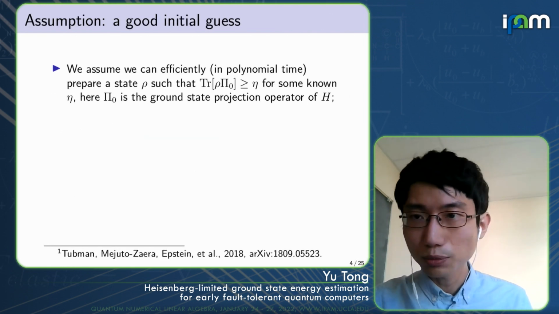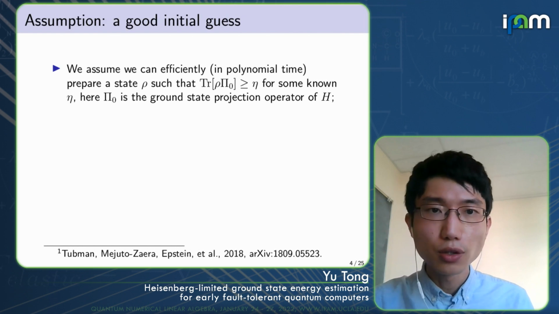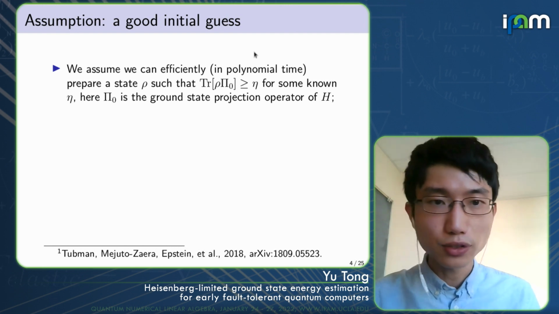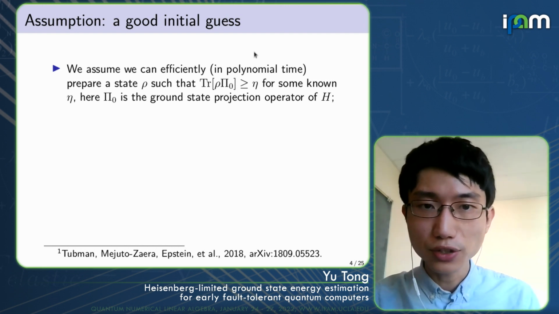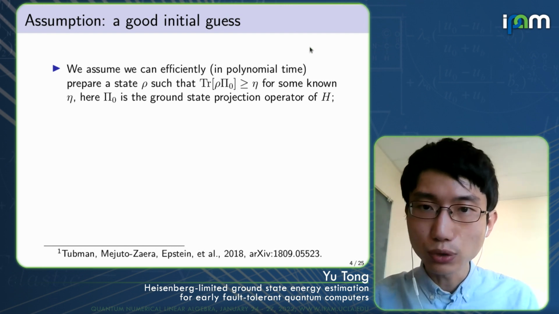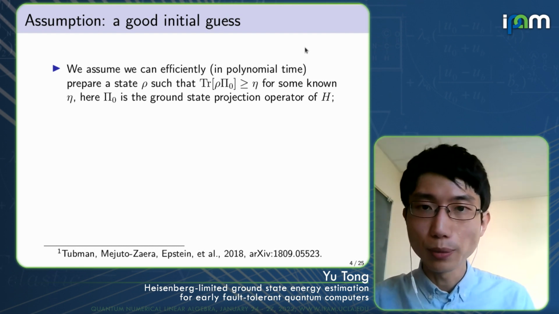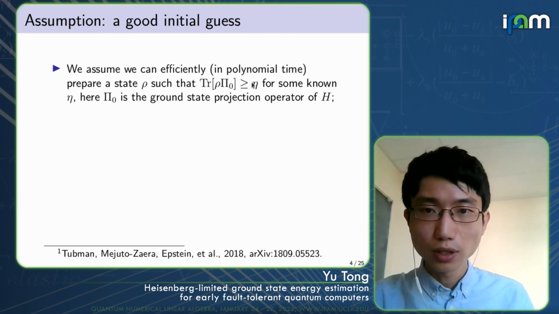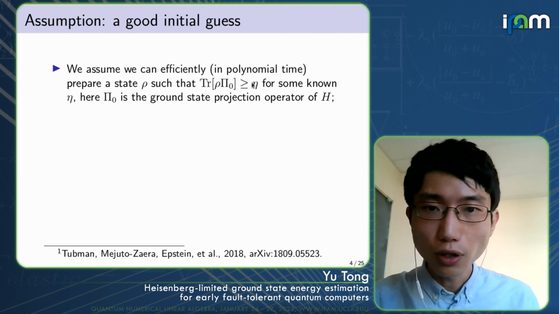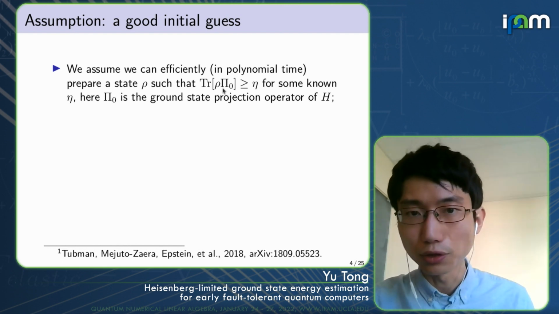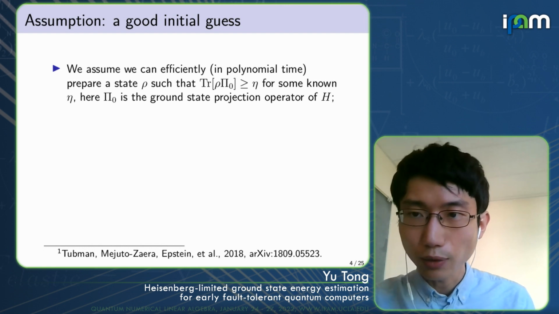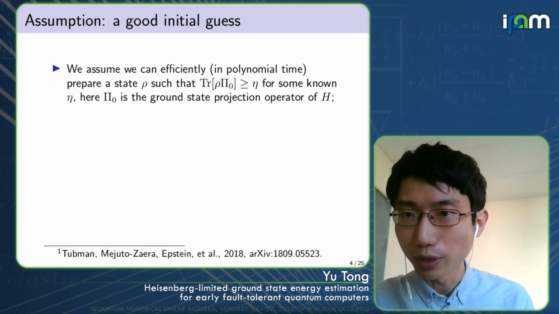So in order to make this problem tractable, what we do is introduce an initial guess. We assume we can efficiently prepare a state rho such that the overlap between rho and the ground state is lower bounded by some parameter eta. Here eta is assumed to be some known parameter, and the overlap is measured by this quantity, trace of rho times pi 0, where pi 0 is the ground state projection operator of H. By efficient, I mean that we should be able to prepare this state rho in polynomial time.